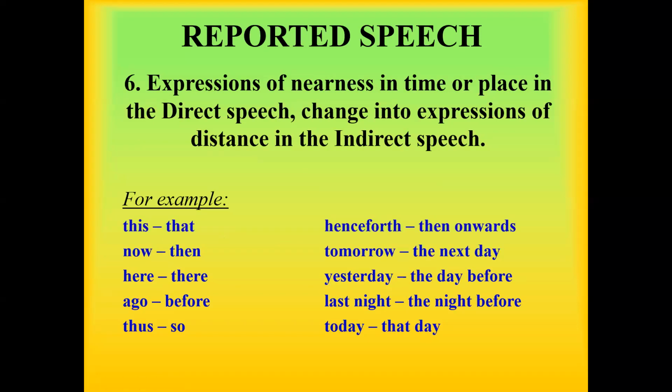Six, expressions of nearness in time or place in the direct speech change to expressions of distance in indirect speech. Okay. For example, this becomes that. In reported speech, this will become that. Now becomes then. Suppose I say, Ravi said, I'm going to have my lunch now. If I have to report this, I'll say Ravi said that he was going to have his lunch then. Now has become then, at that time.